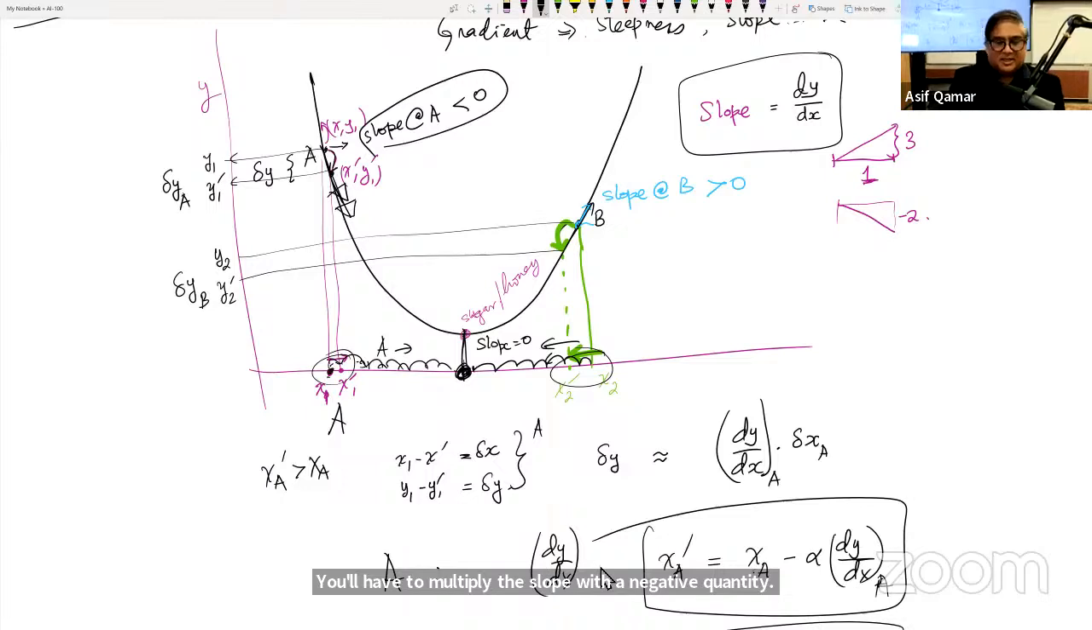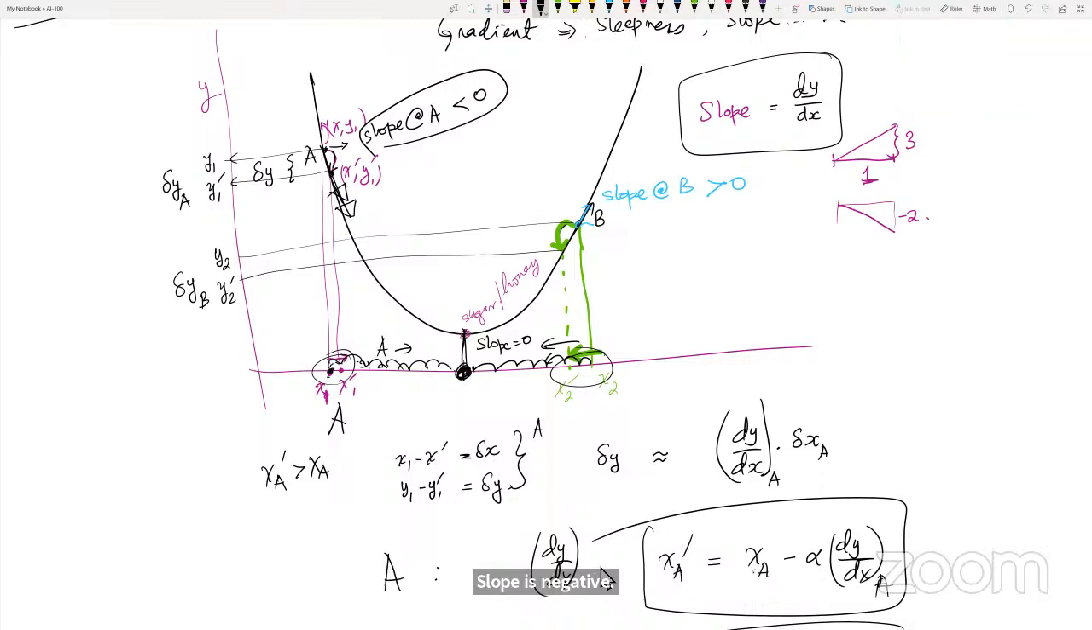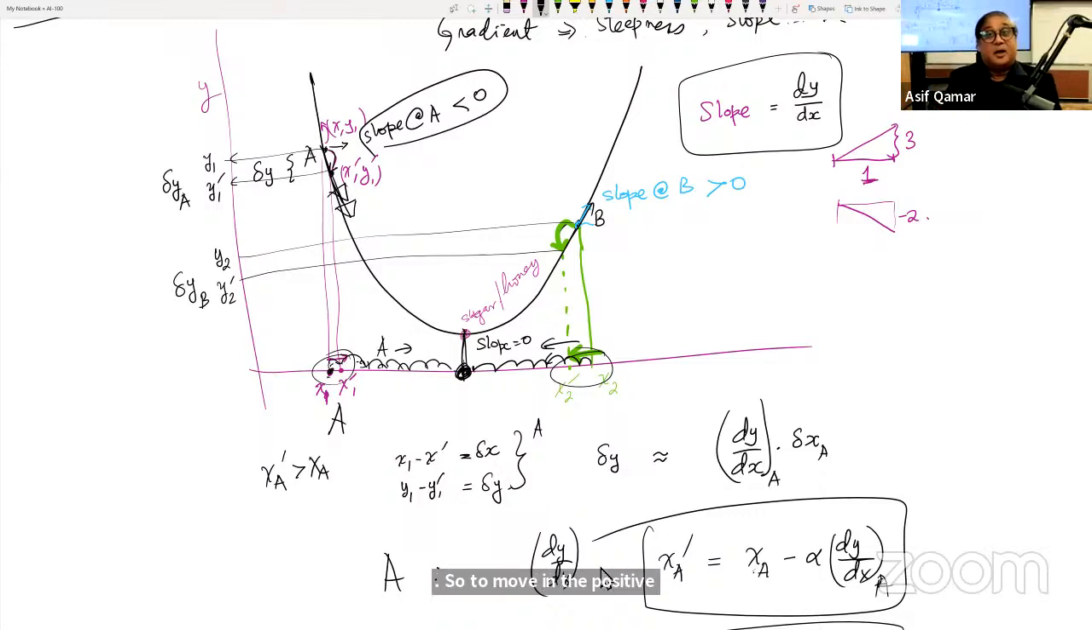Think about it this way. At this point, slope is negative. Right? So to move in the positive direction, suppose the slope was -3. How do you move forward? You take -3 multiplied by -3. And then you say, okay, now I'm about to take a step, some proportion of that step.